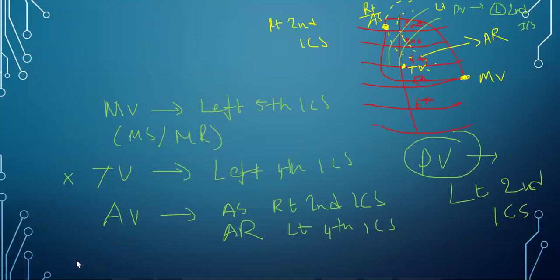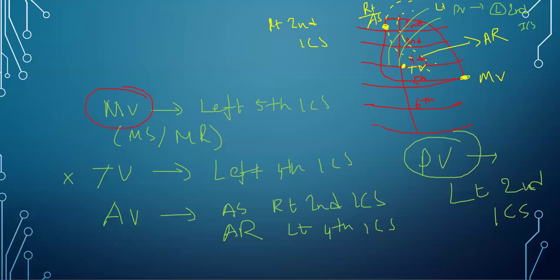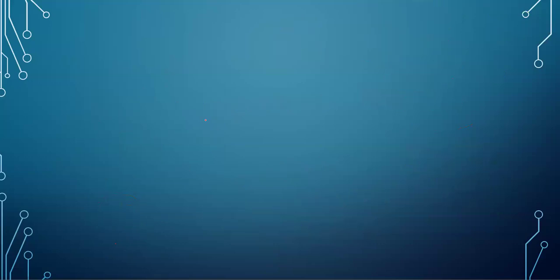So both PSPR at the left second intercostal space. So yes, most of the time your pulmonary valve murmur is at the left side. Again, pulmonary murmur is not important for exam. For exam, the only important murmurs are mitral and aortic. Now we are going to discuss the murmur for mitral and aortic because that comes in exam.